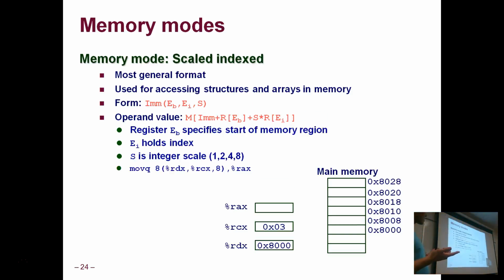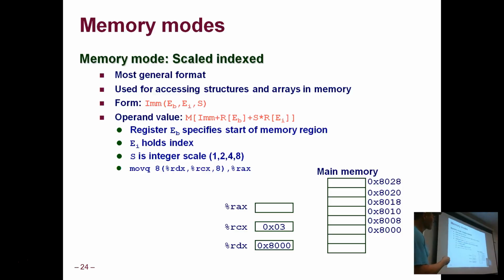Okay, the last one is the scaled index mode, and this is the most general format. In fact, you could see that the rest of the memory modes are basically degenerate versions of scaled index, where these parts are not specified, or underspecified, I guess. The idea here is that you have a displacement, which is a constant. I don't want to confuse the immediate term; this is just a displacement. You have a base register, as you did before in the previous mode.